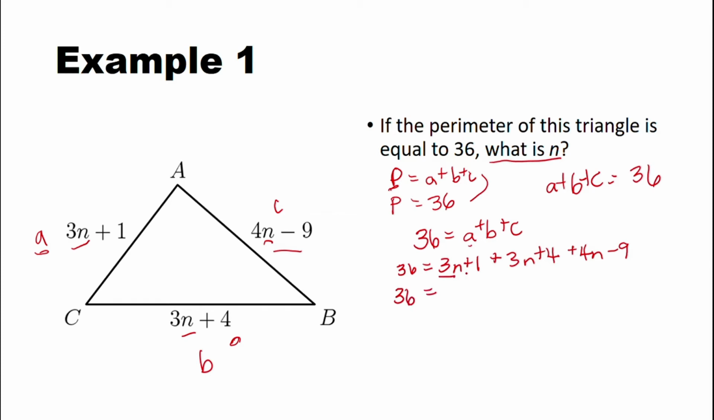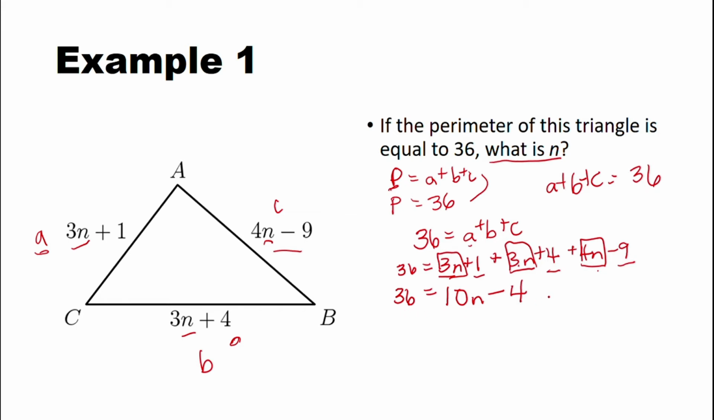I'm going to collect my like terms. So I've got all of my n's. So I'm going to collect all of those n's together, and they're all positive, so we add them up. 3 plus 3 is 6, plus 4 more is 10n. And I'll do my whole numbers now. 1 plus 4 is 5. And I have plus 5 and minus 9. So that's actually negative 4. So minus 4. Okay, that looks pretty.